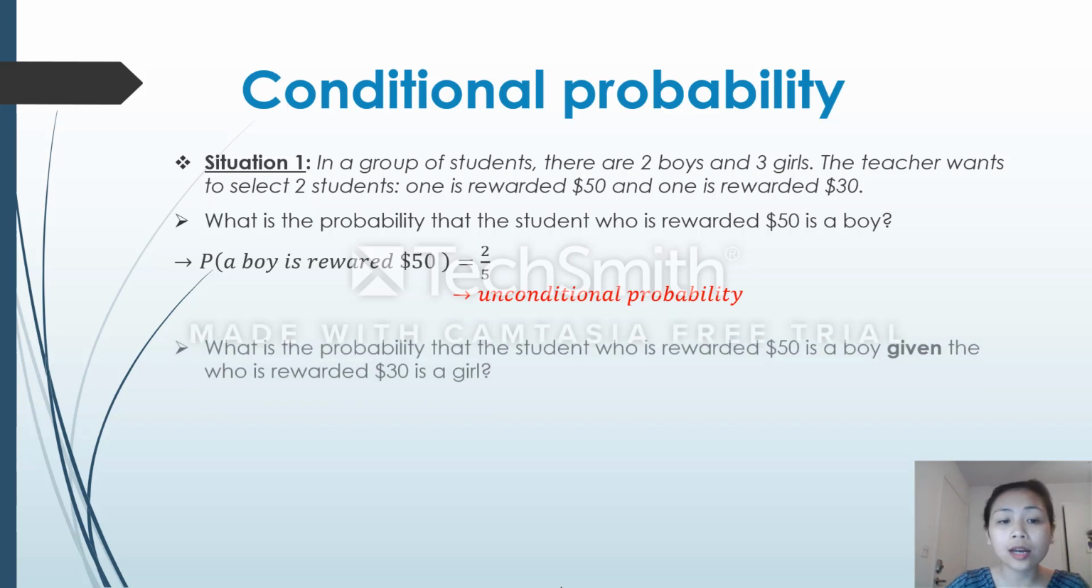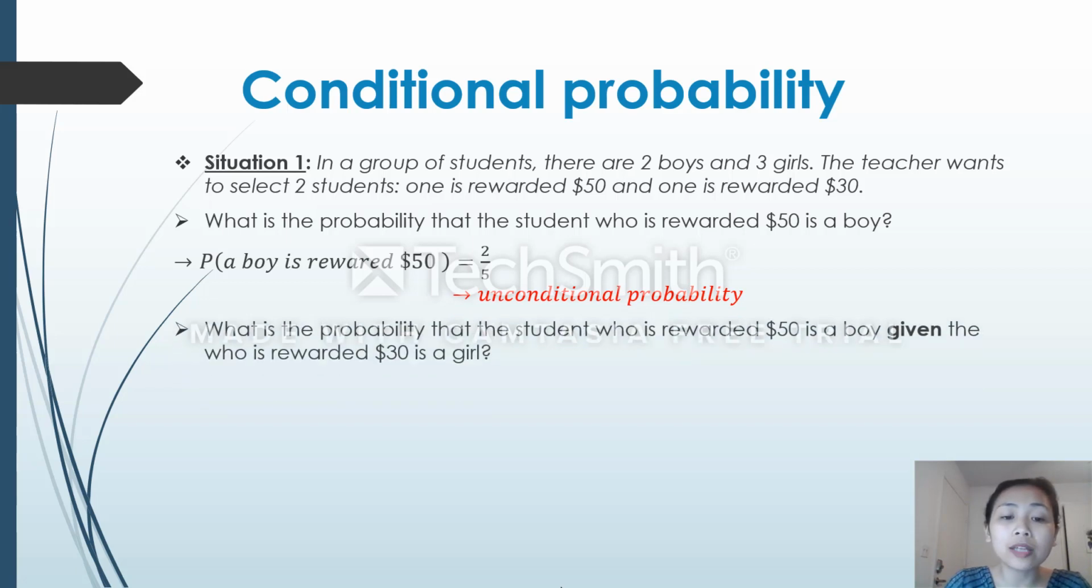Now we go to the second type of question. What is the probability that the student who is rewarded $50 is a boy, given that the student who is rewarded $30 is a girl? So you see the second question is pretty much similar to the first question. However, we are given an additional piece of information, which is given the one who is rewarded $30 is a girl. So in this question, we assume that another event has already occurred.